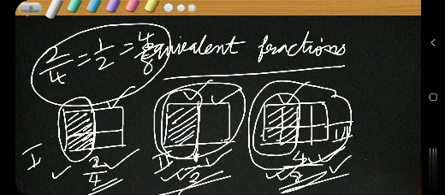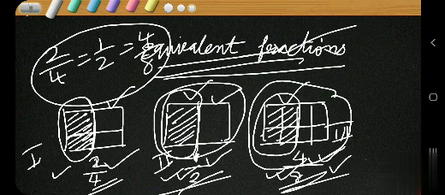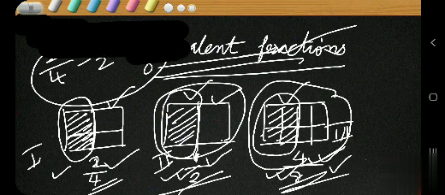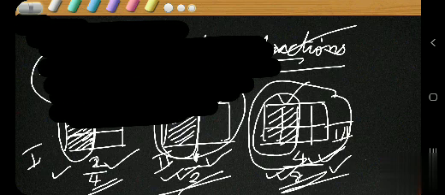Such fractions are known as equivalent fractions. Understood? Got some idea? Okay, now let's start writing. Our next type of fractions, the sixth one, is equivalent fractions. That means fractions that represent the same part of a whole even if they seem to be different are known as equivalent fractions. Hope you understood it. Now let's start writing.